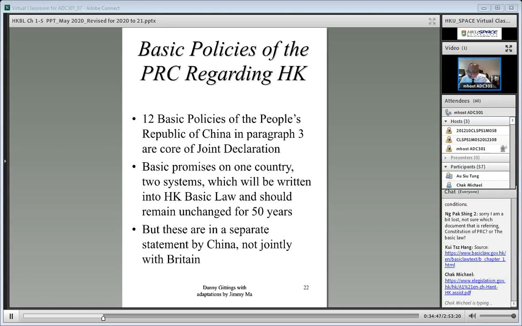Oh, there was a reference to Article 5. Can somebody tell me why Article 5 of the Hong Kong Basic Law is relevant?